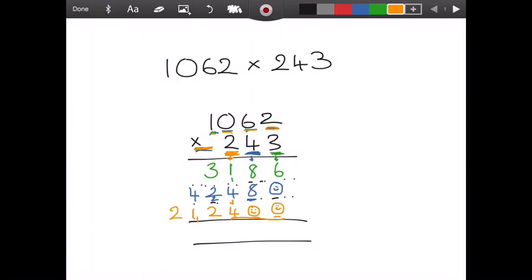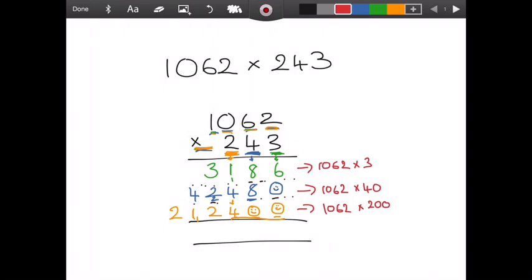With these larger calculations, you'll often find that you go off the end. That's fine, just imagine that there's another column there and keep your numbers nicely spaced. What we've done here is 1062 times by 3, 1062 times by the 40, and finally 1062 times by the 200.